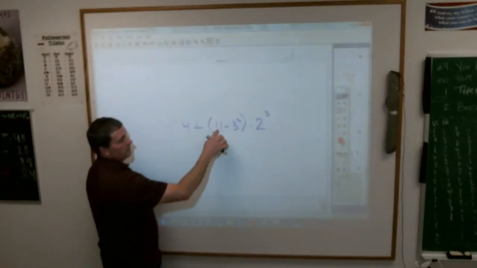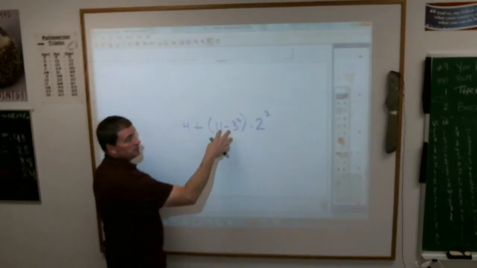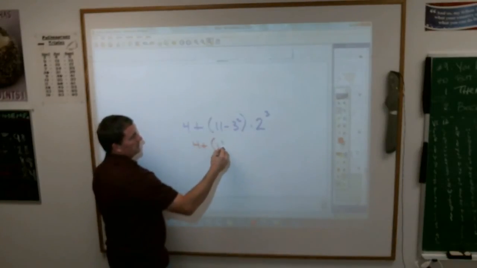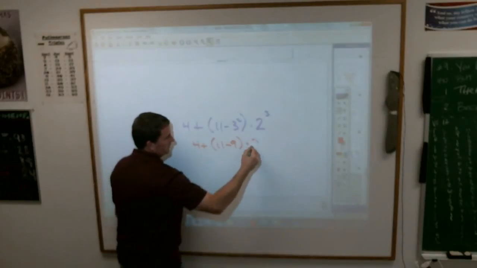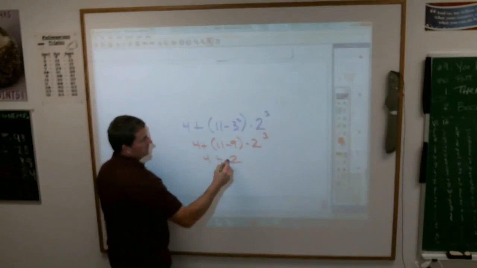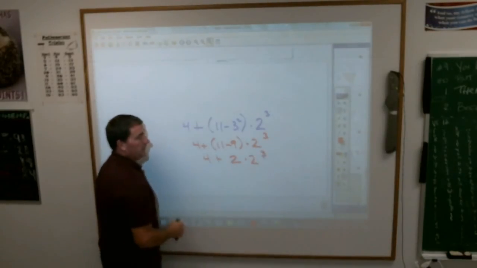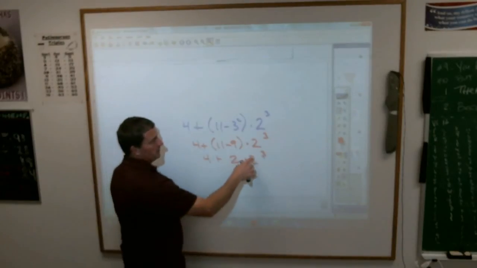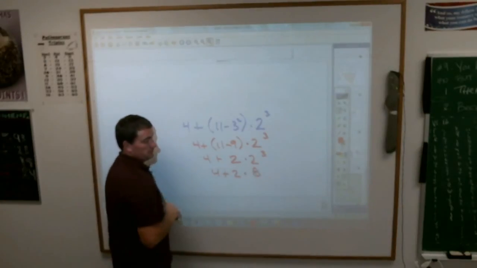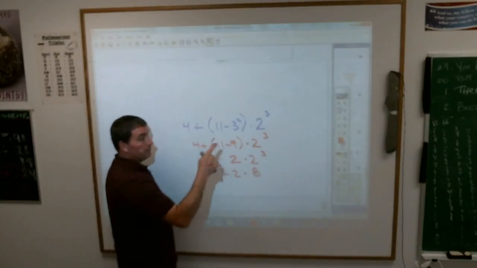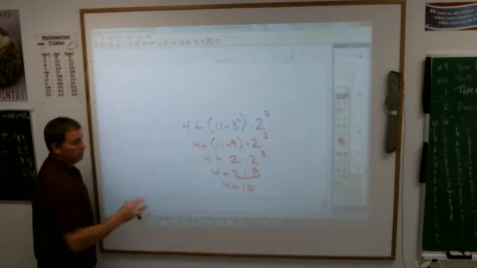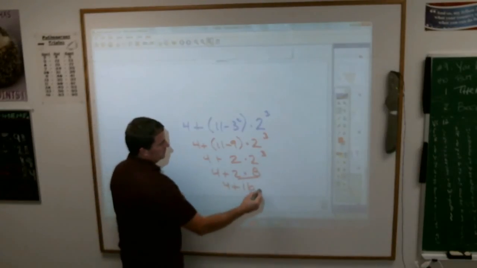First thing you're supposed to do is parentheses, so you need to do this parenthesis, and then inside parentheses you have to use order of operations, which would be powers first. So in reality, the first thing you would have done was 11 minus 9 times 2 cubed, and then 11 minus 9 is 2, so 4 plus 2 times 2 to the third power. Then you go to exponents and powers, which would be this 2 to the third power, which is 8. Then you do multiplication and division, which is only this, 4 plus 16. And then you do addition and subtraction, which would be 4 plus 16, which is 20.